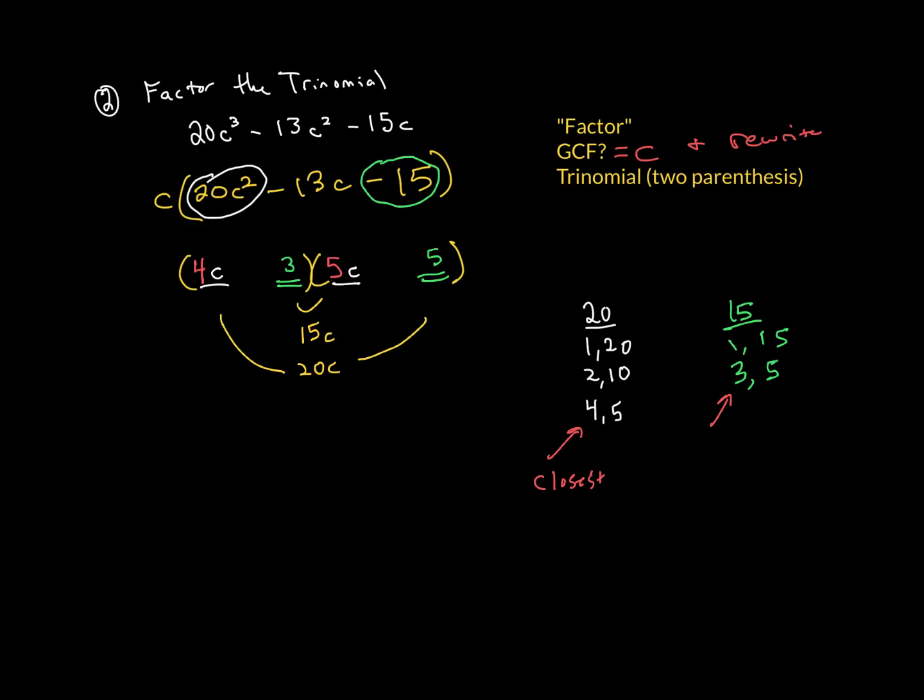So that doesn't work. Depending on the signs, you could maybe add those to make 35, or maybe you could subtract them to make a version of 5. But not going to be able to make this middle term, which is what we're wanting to make, this negative 13C.